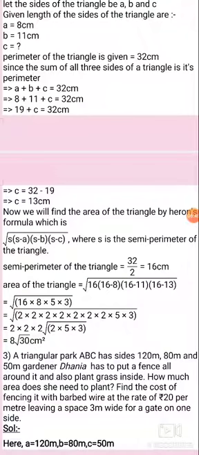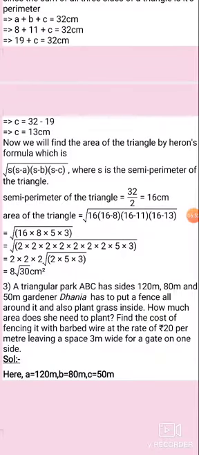Next question. A triangular park ABC has sides 120 meter, 80 meter and 50 meter. Gardener Dania has to put a fence all around it and also plant grass inside. How much area does she need to plant? Then find the cost of fencing it with barbed wire at the rate of rupees 20 per meter, leaving a space 3 meter wide for a gate on one side.